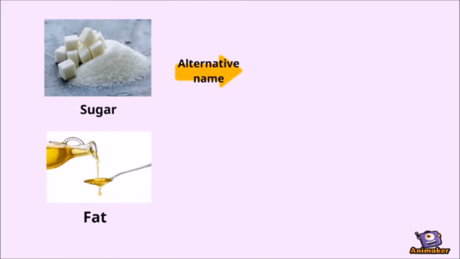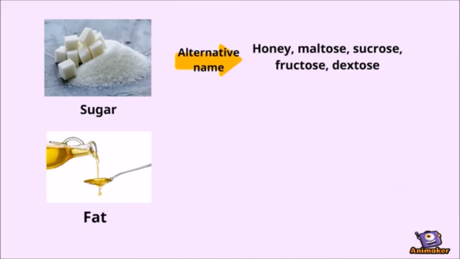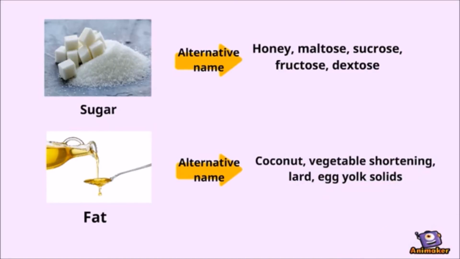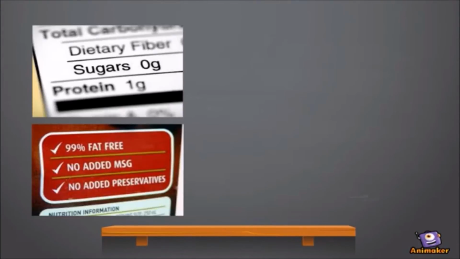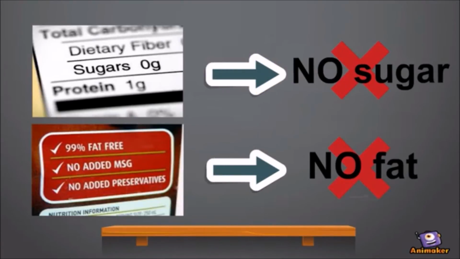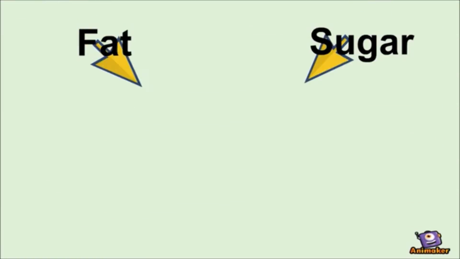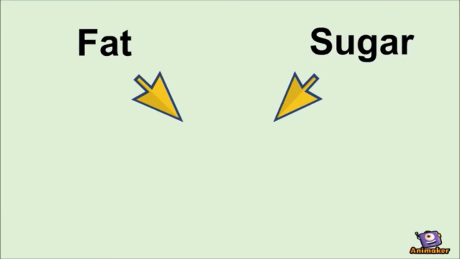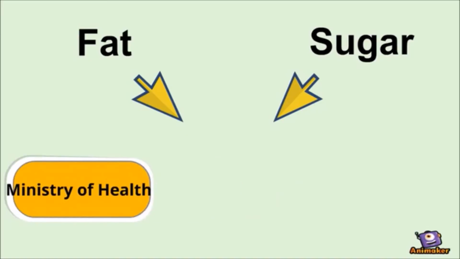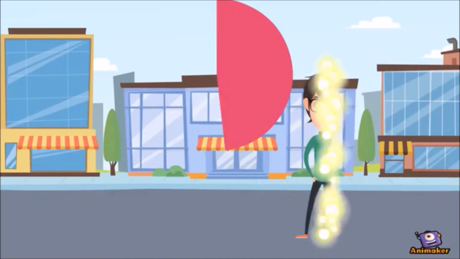Here are some alternative names which you can take note of to identify sugar and fat. Beware of the claims sugar-free or fat-free. Many people will misunderstand it as zero sugar or zero fat. In fact, fat or sugar still exists in the food. However, the amount of fat or sugar is limited within the standard range set by Ministry of Health Malaysia.